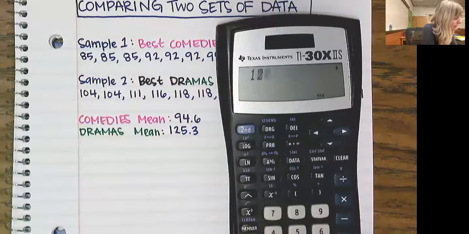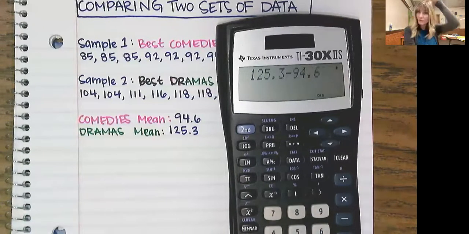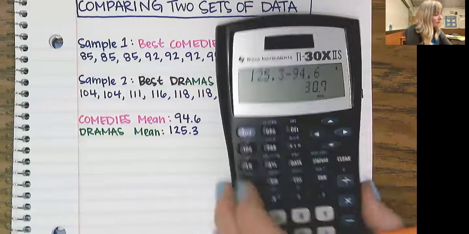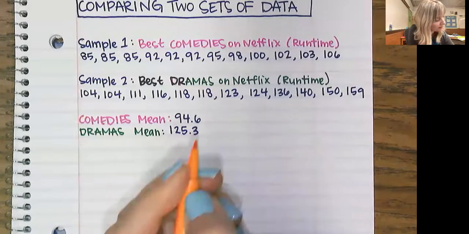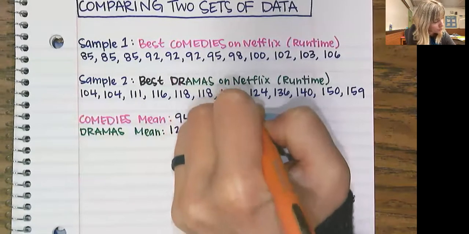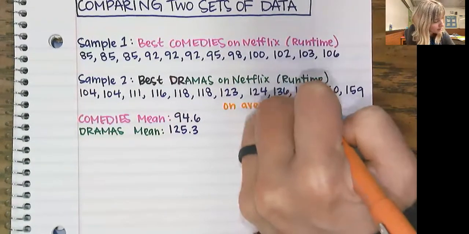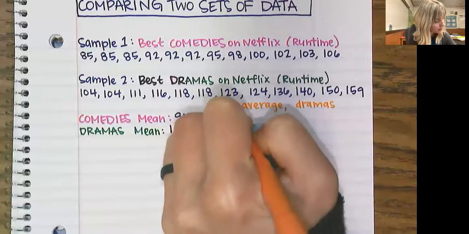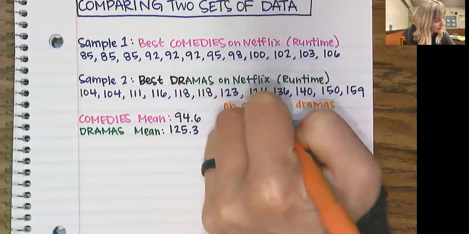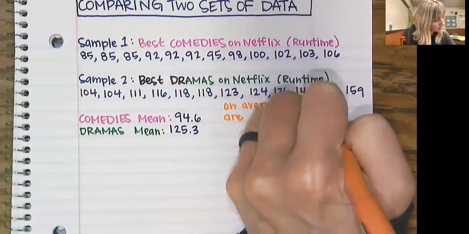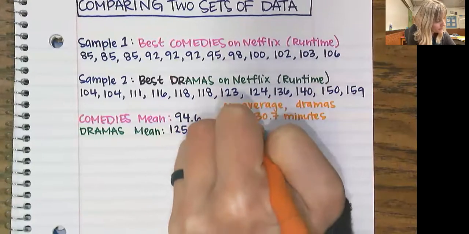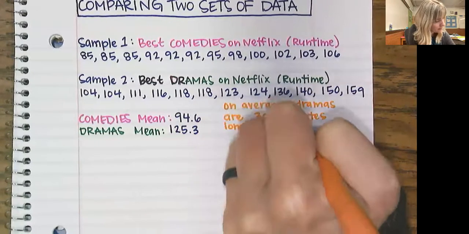One thing I can do is take these averages and find their difference. Look at my calculator right there. See what I did? I just subtracted those values. And I can actually be more specific now: 30.7. I'm going to make a little speech bubble over here. I'm going to say, on average, because a mean is an average, on average, dramas are 30.7 minutes longer than comedies.